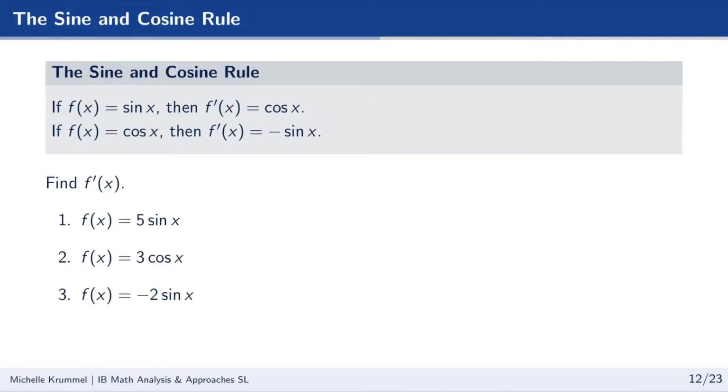The sine and cosine rule. If f of x equals the sine of x, then f prime of x equals the cosine of x. If f of x equals cosine x, then f prime of x equals negative sine x. So you want to remember, this one you absolutely need to memorize. The derivative of sine x equals the cosine of x. And then the derivative of cosine x equals negative sine x.